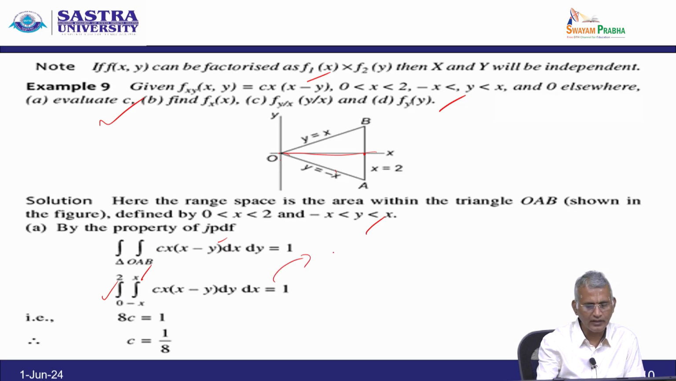Now you have to do the integration first with respect to y. We have cx into (x minus y). Integrating with respect to y, it becomes xy minus y square by 2, over the limit minus x to x, with respect to dx. Now, the upper limit gives x square minus x square by 2, minus the lower limit, which is minus x square minus x square by 2, all with respect to dx.